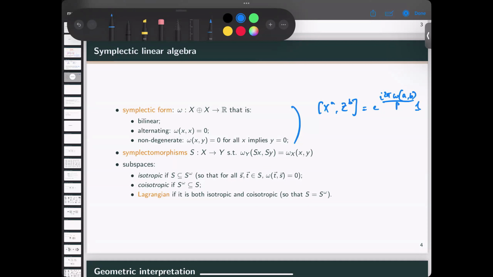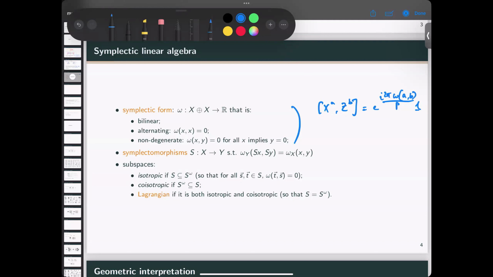If you impose that your vector spaces are equipped with such a symplectic form, then you can further ask that the linear maps between the vector spaces that you're interested in should further preserve this symplectic structure.